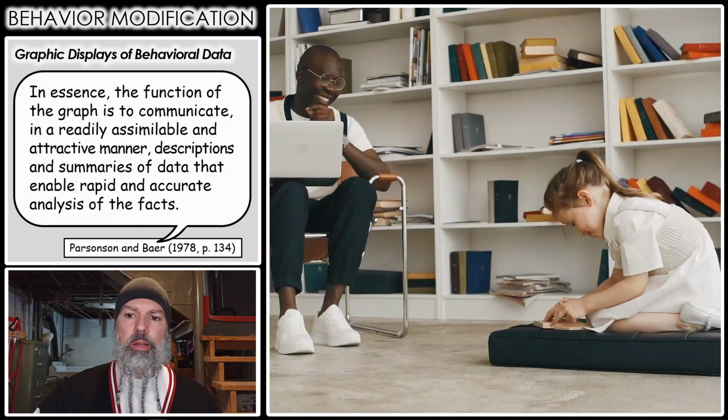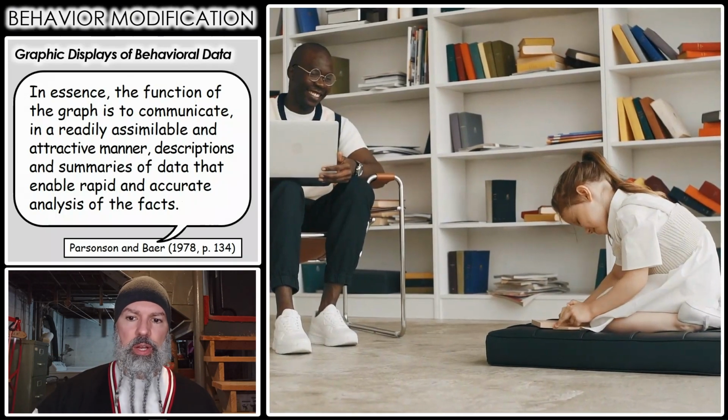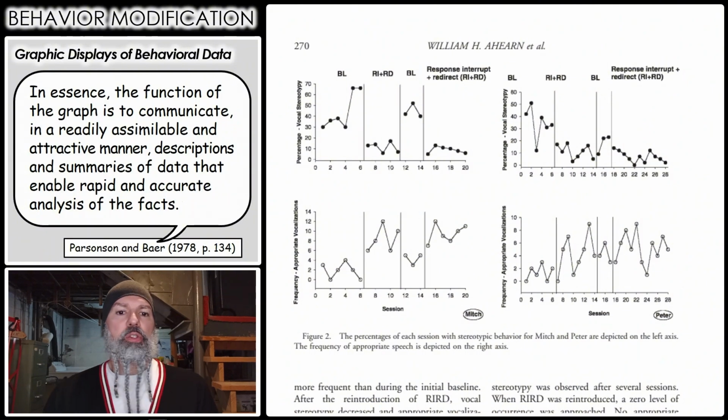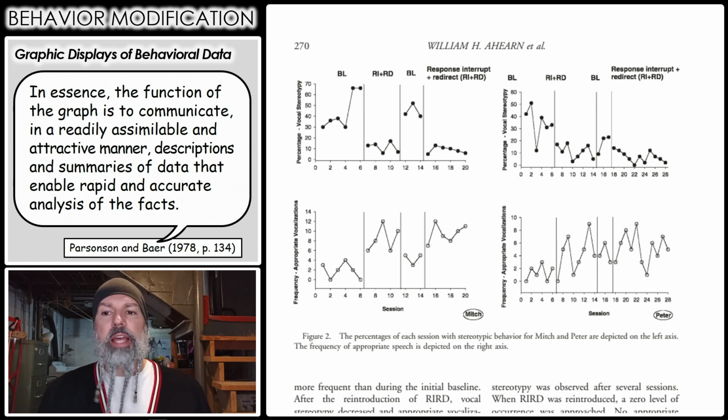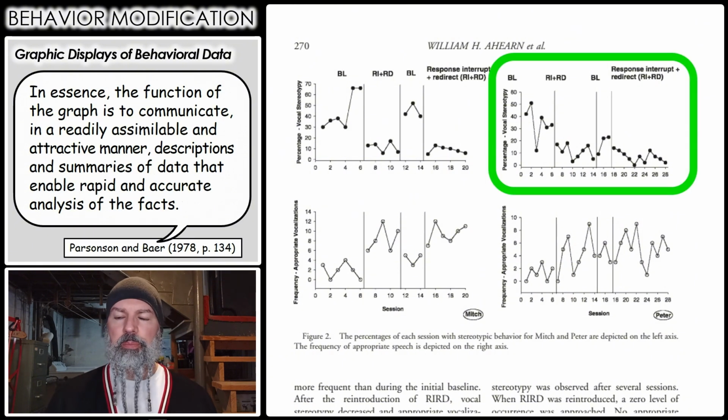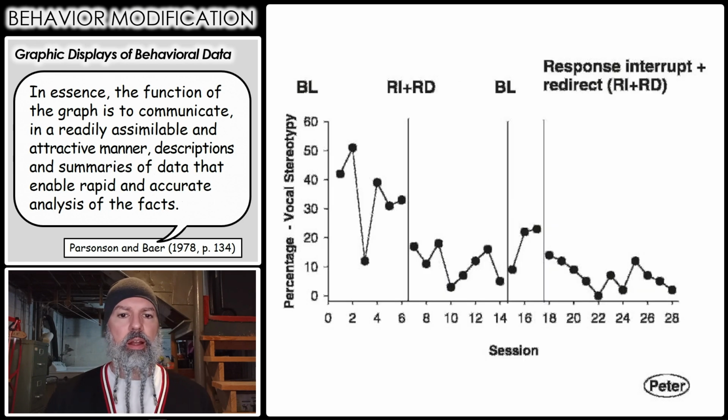So what they did in this study, what Ahern et al. did in this study, is they looked at whether or not this treatment is effective in reducing vocal stereotypy. So we're going to use this as an example of how to read a graph and how to break down the pieces of a graph. And we're specifically going to take a look at Peter's performance here, at Peter's pattern of behavior during this treatment process. So let's zoom in there on Peter.